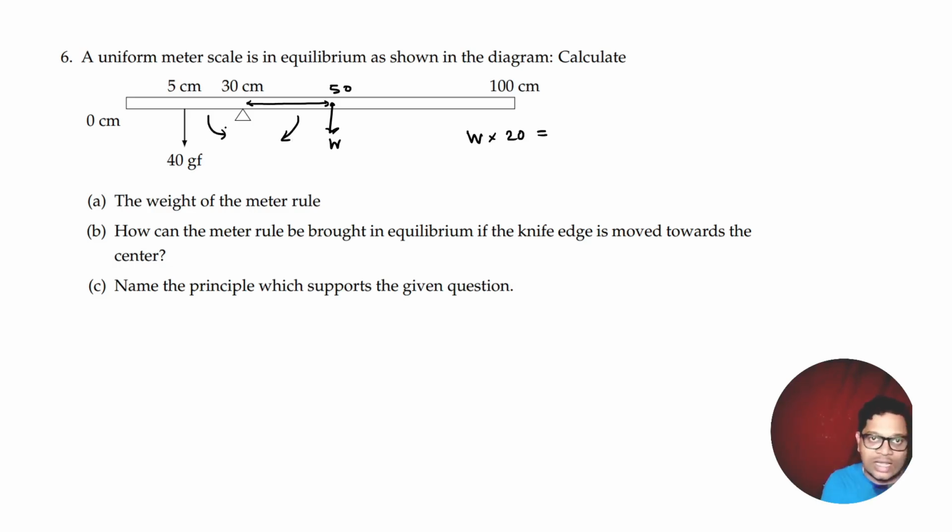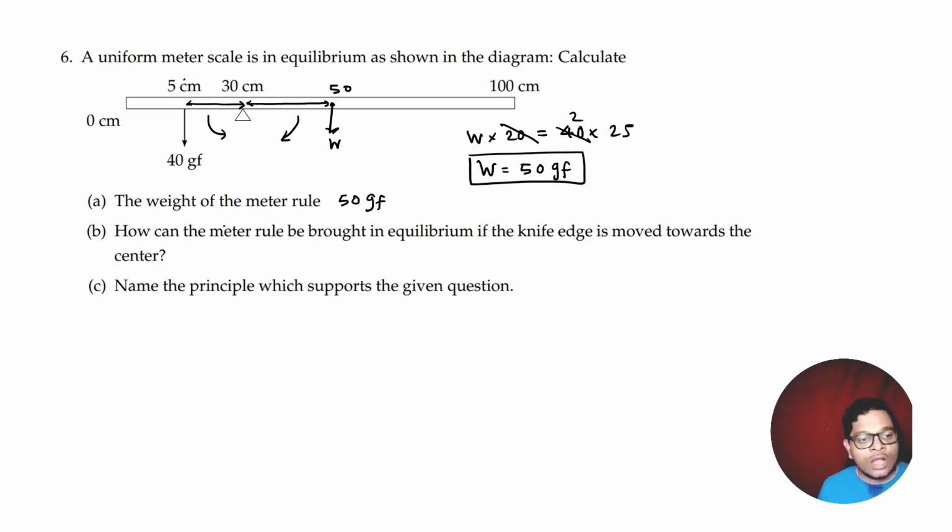And this, which is anti-clockwise, is again the force multiplied by this distance. So that will be 40 into 25, because from 5 to 30 it's 25. Twenty goes 2 times, so the weight has to be 50 gram force. So the weight of the scale is equal to 50 gram force. So we get the first answer.